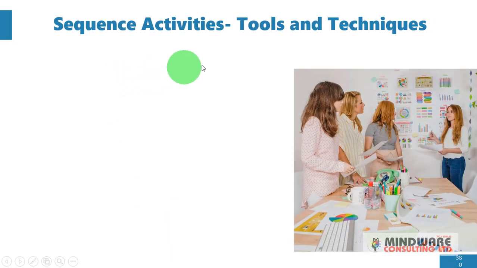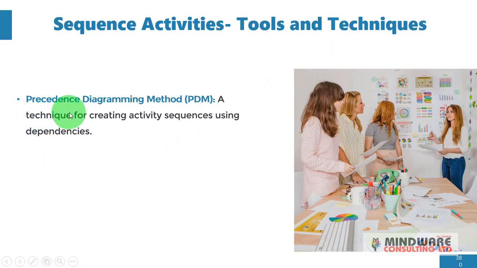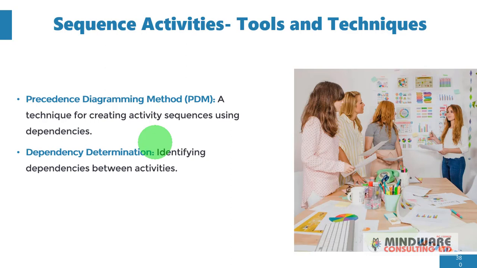So let's look at the tools and techniques that we employ in this sequence activities process. We have the precedence diagramming method, the PDM. This is a technique for creating activity sequences using dependencies. The PDM helps us to sequence our activities based on the dependencies, what each one depends upon. I've tried to explain dependencies earlier on. So that's what the PDM helps us to do.